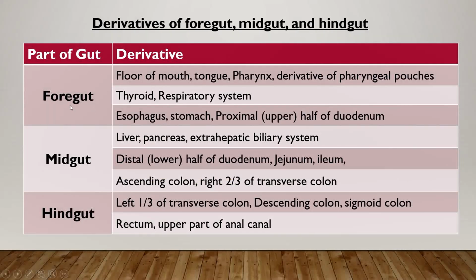So now the derivatives of foregut, midgut and hindgut. Here is the summary. Foregut is going to form the floor of the mouth, tongue, pharynx and its derivatives, the pharyngeal pouches, part of the thyroid, respiratory system, esophagus, stomach, and the proximal or upper half of the duodenum. Midgut is going to form liver, pancreas, extrahepatic biliary system, distal or lower half of the duodenum, jejunum, ileum, ascending colon, and right 2/3 of the transverse colon. Hindgut is going to form the left 1/3 of the transverse colon, descending colon, sigmoid colon, rectum, and upper part of the anal canal.